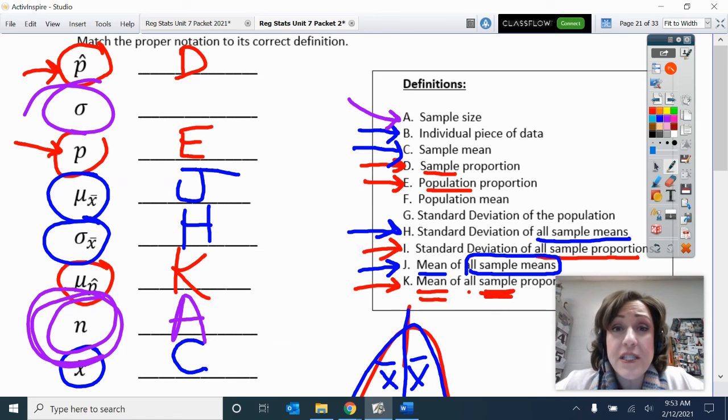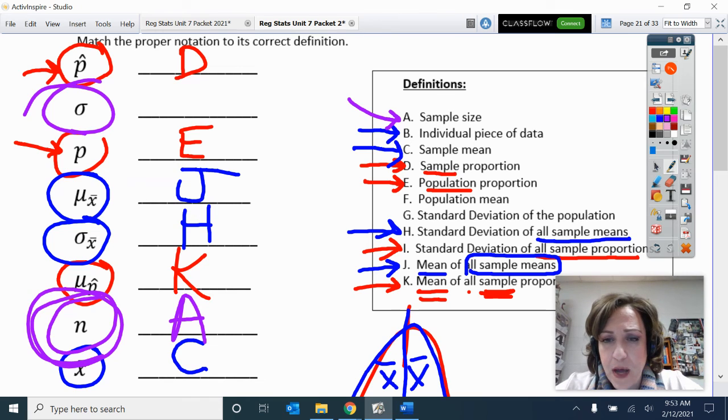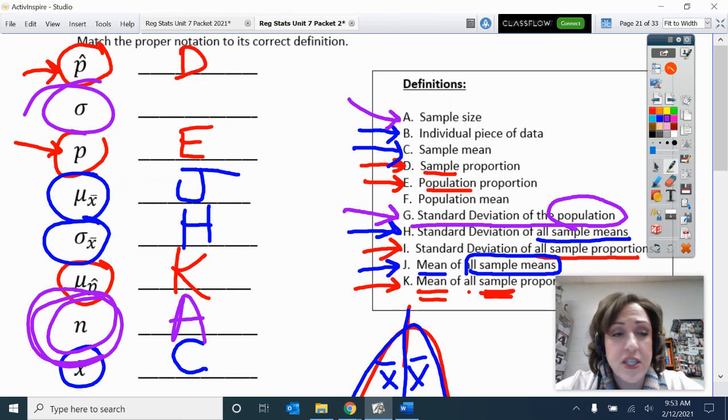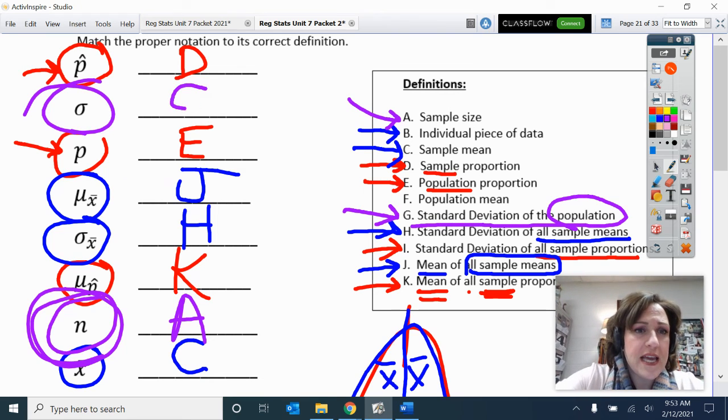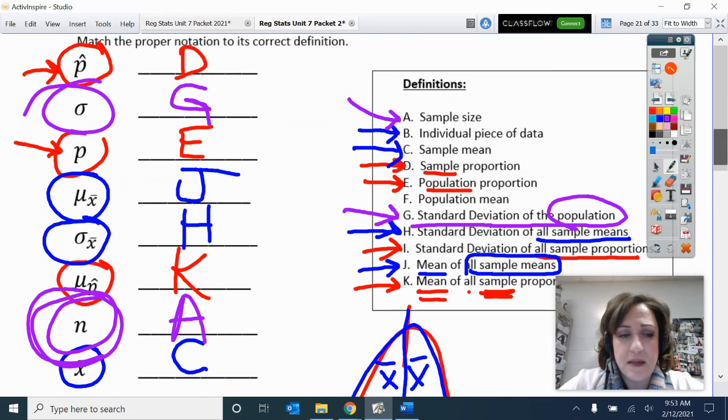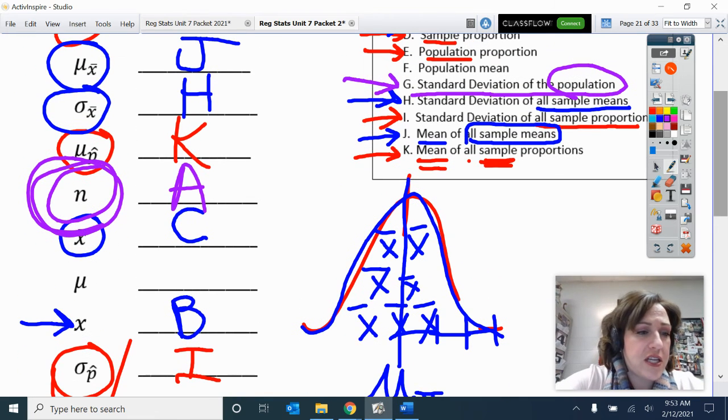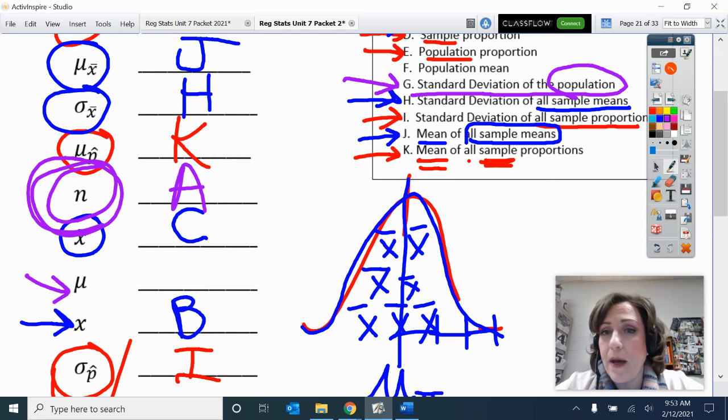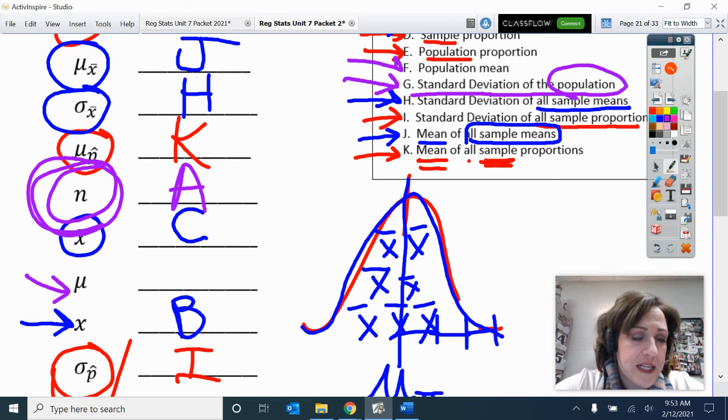All of your 5,400 individual times vary this much. Okay, and so that is the population standard deviation. That's here. Standard deviation of the population. So that's G. And then, of course, this one here is going to be the mean of the whole population. Population mean. So that's F.